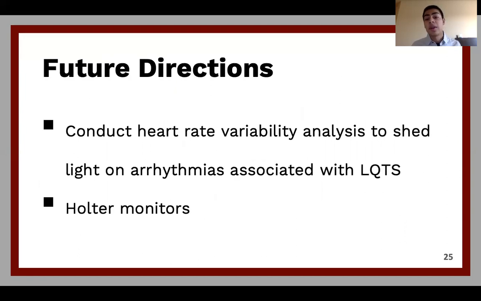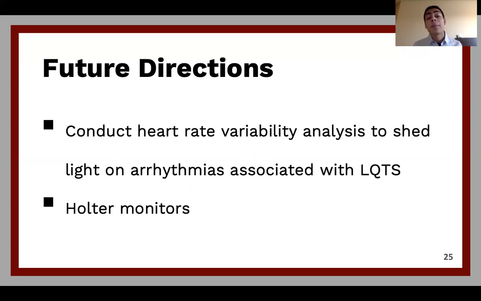So in terms of future directions, I'd really like to conduct some heart rate variability analysis to shed some light on the arrhythmias associated with long QT syndrome other than just a prolonged QT interval. Now, heart rate variability actually is a direct indicator of sympathetic nervous system activity. So that'll involve the brain in this project a little bit and show me more about arrhythmias.